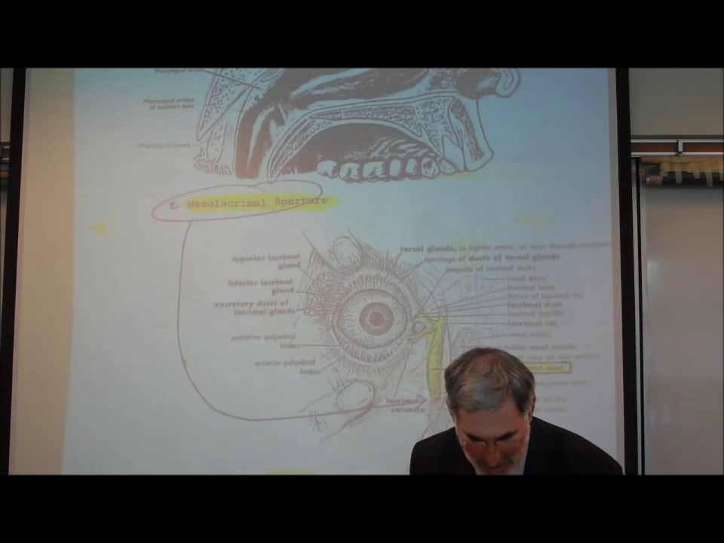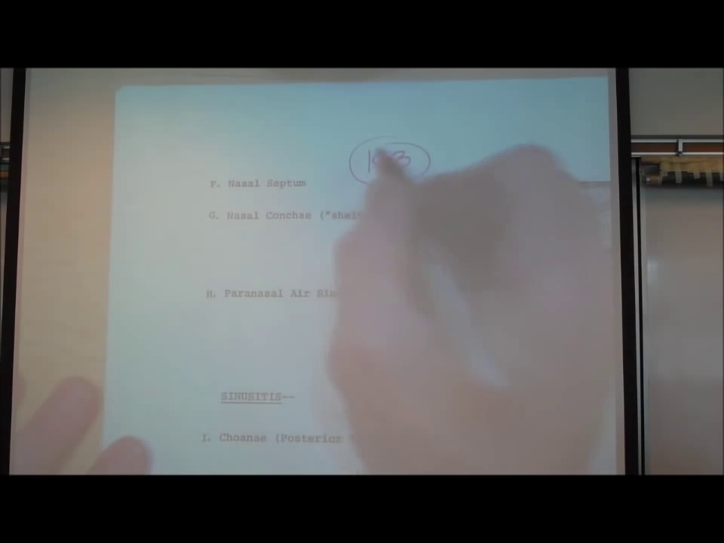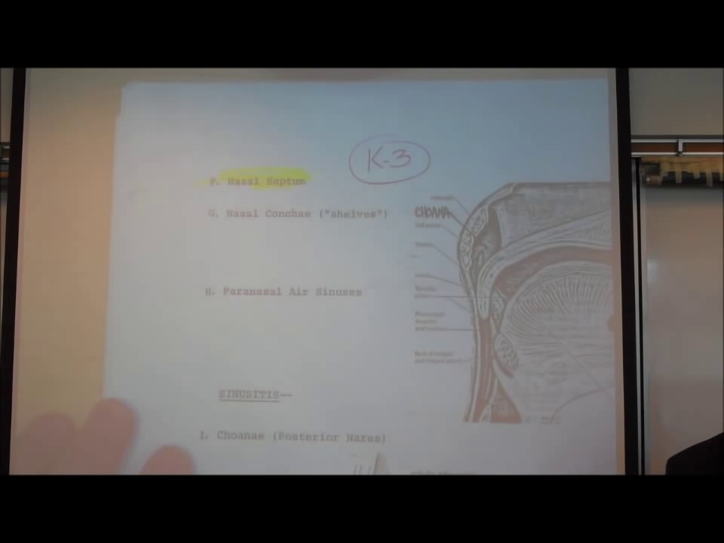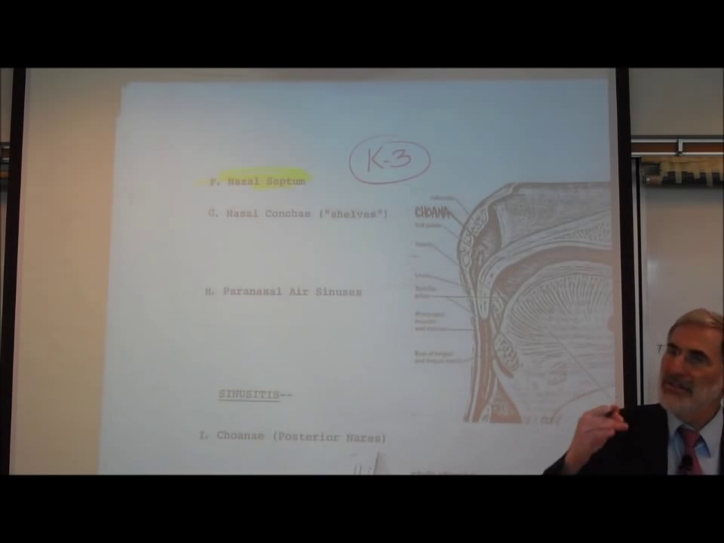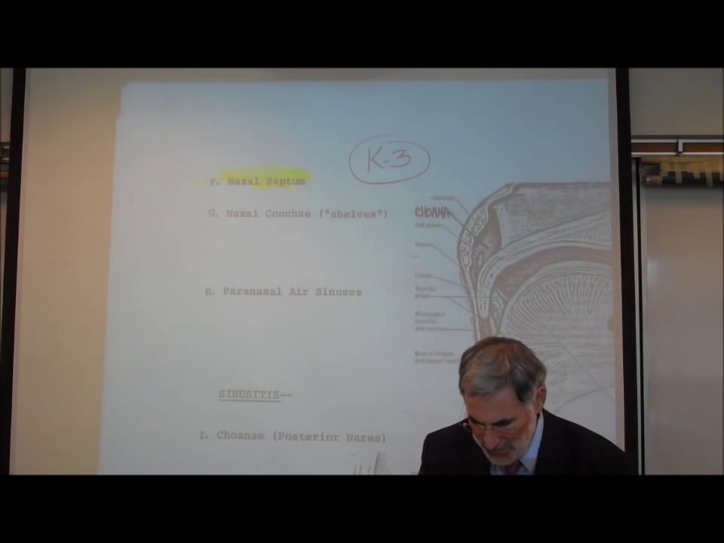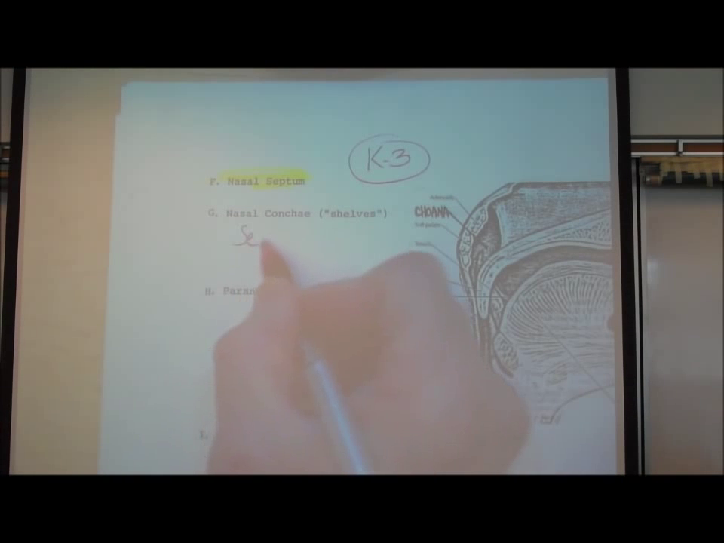On page K3, the nasal septum. What does the word septum mean? Wall. So the wall between your nasal cavities is called the nasal septum. The conchae. What the heck are the conchae? Remember the conchae? Those are the turbinates. You have a nice picture of that if you look, we'll make a note to see page K10.